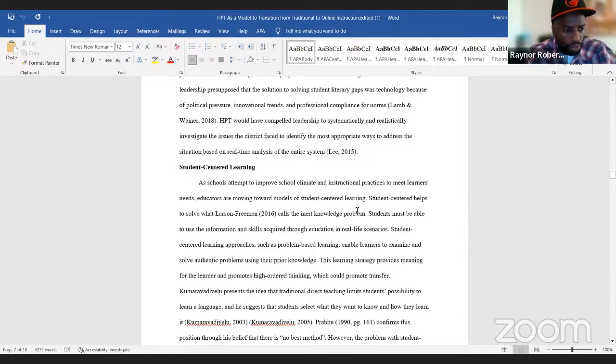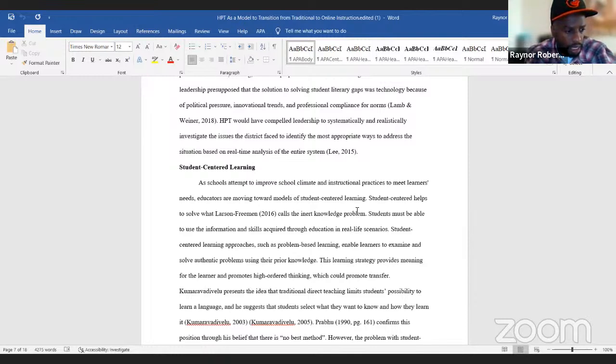Hold on, one second. So the reader can know exactly where to find the information that they need. The readers can find the information that they need.